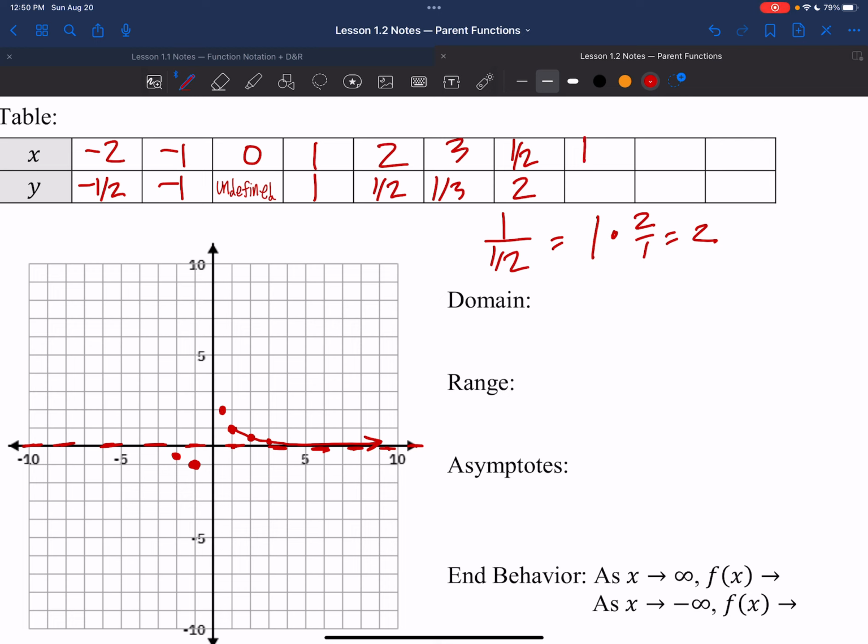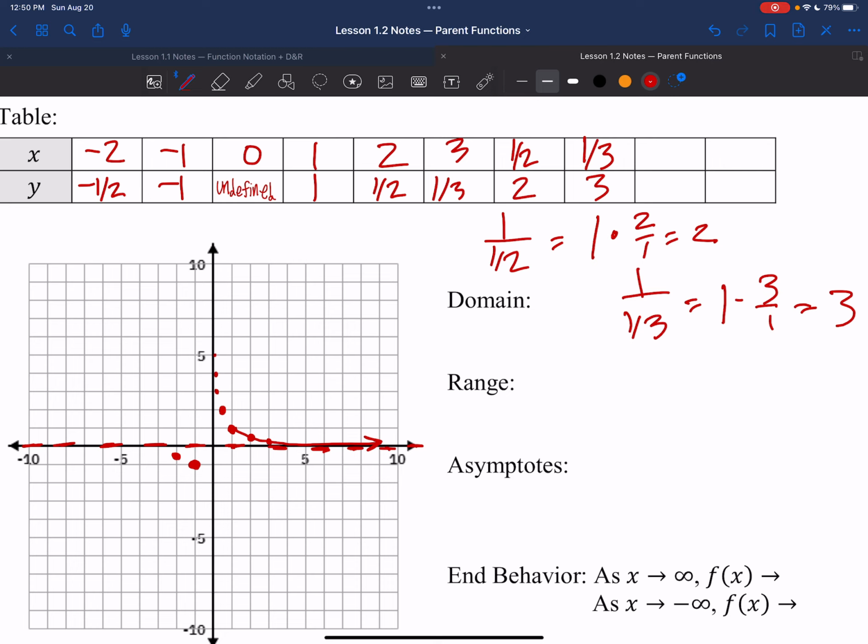If I cut it a little bit more, I say 1/3. That's 1 over 1/3. That's 1 times 3 over 1, which is 3. So that's 3. And so this is 3. And then you can guess 4 and 5 and so on.